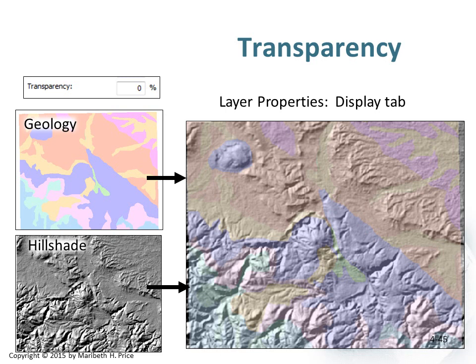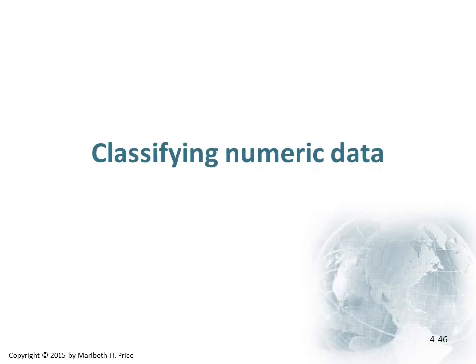Then by adjusting the transparency of the geology, you can see the hillshade through it, and a lot of times it allows you to understand how they actually come up with some of these other data layers.